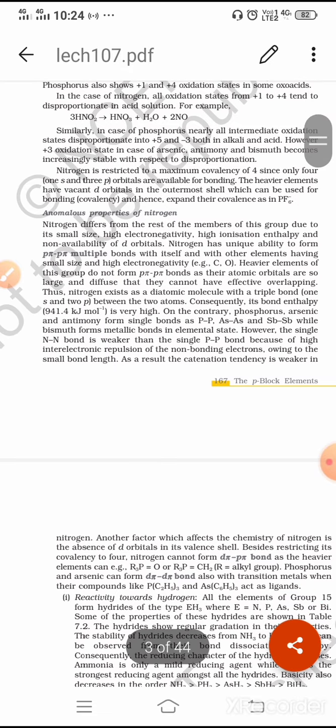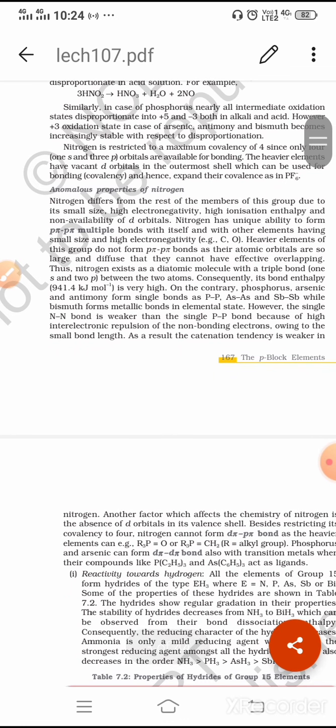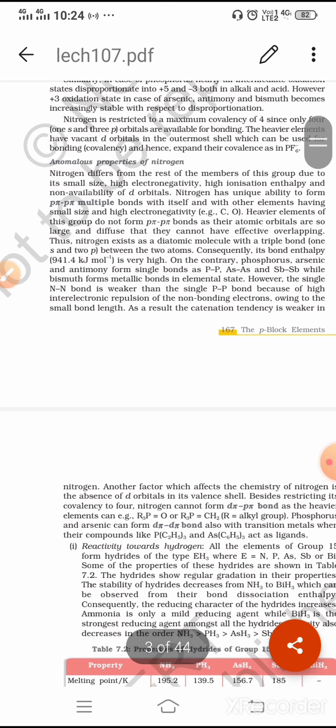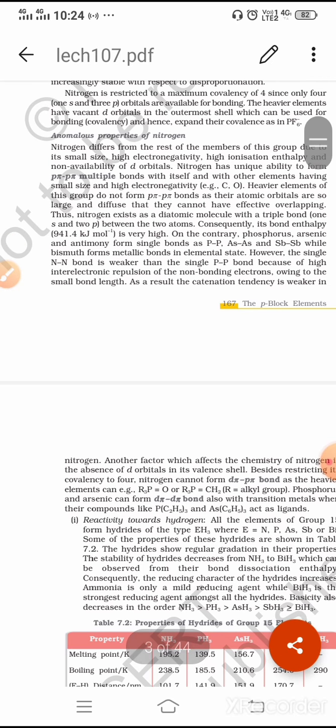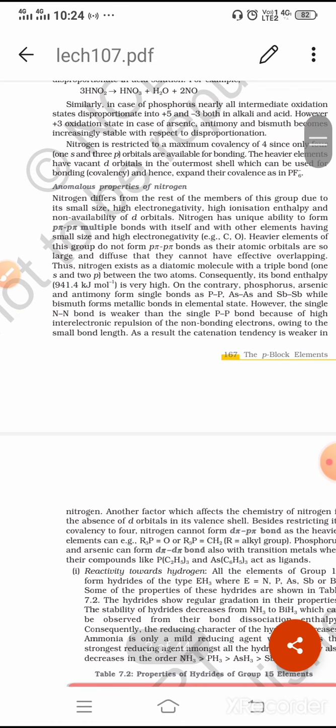Similarly, phosphorus also shows disproportionation reactions, but the ability of nitrogen is more. Arsenic, antimony and bismuth become increasingly stable with respect to disproportionation. Nitrogen is restricted to a maximum covalency of 4 because of the absence of d orbitals and d electrons. Its maximum covalency is only 4. It is highly unstable in the +5 oxidation state.